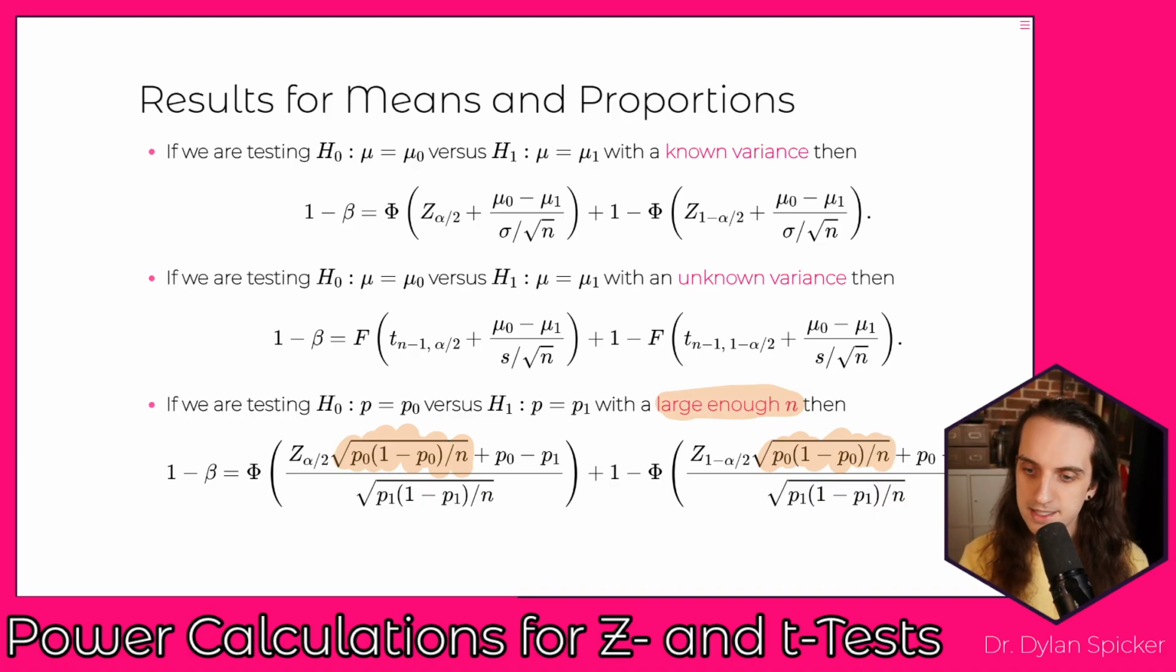But this is going to be much the same, right? We're going to take that the power is going to be Phi of the first term plus 1 minus Phi of the second term, right? Very similar to what's up here. We just have to be careful to include the fact that the standard error changes, right? And so each one of these is going to give us the ability to calculate power for the given settings that we're most interested in.